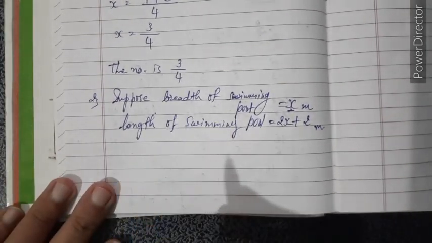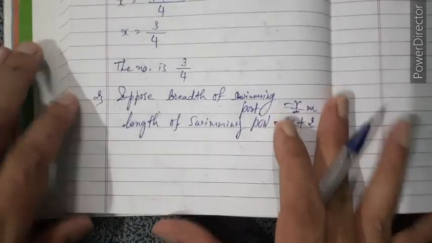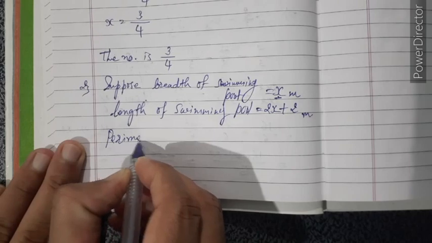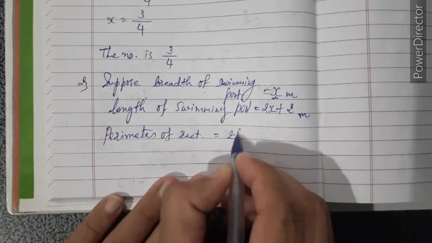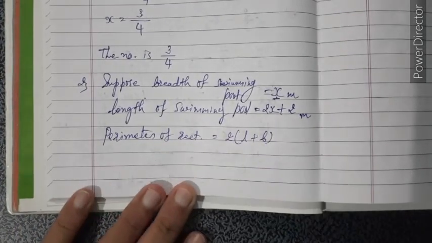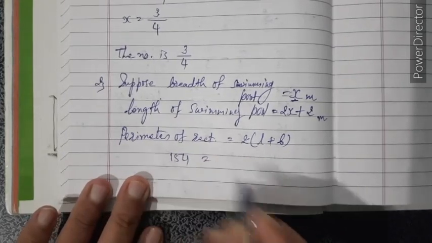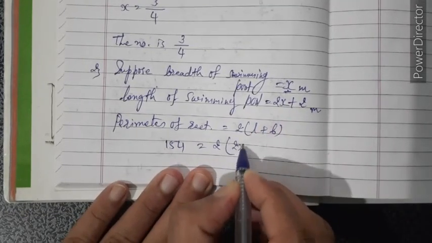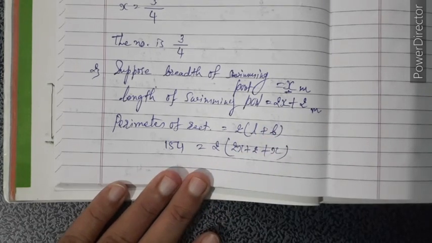So that is a rectangle. Okay. So perimeter of a rectangle equal to 2 into bracket L plus B. You know that. And the perimeter is given. What is the perimeter? 154 meter. So 154 equal to 2 into bracket L. L means length. What is the length? That is 2x plus 2 plus breadth. Breadth equal to x. Okay.